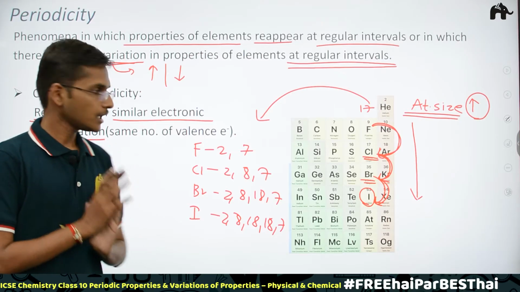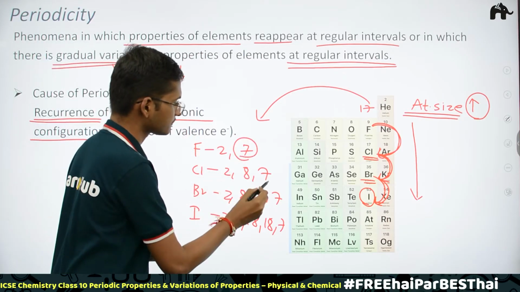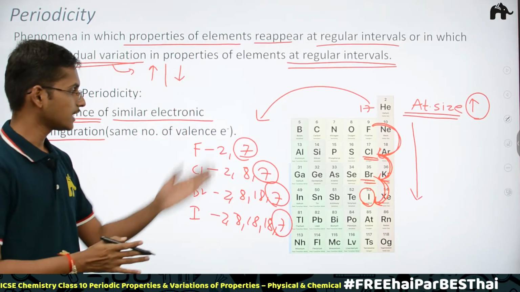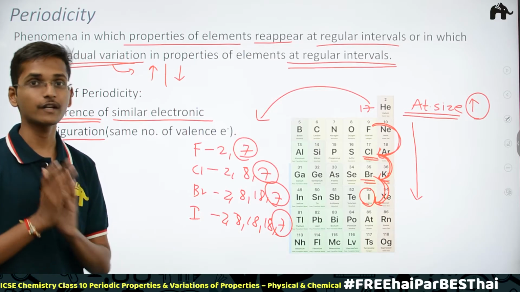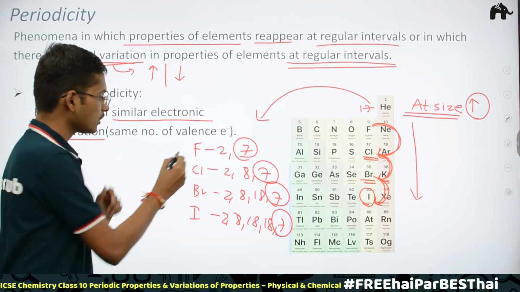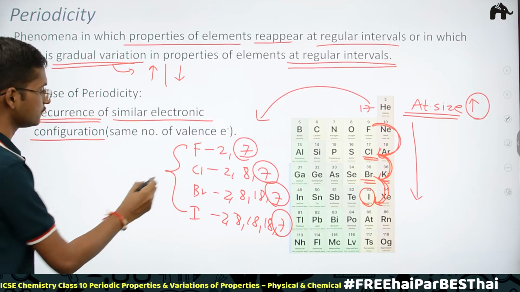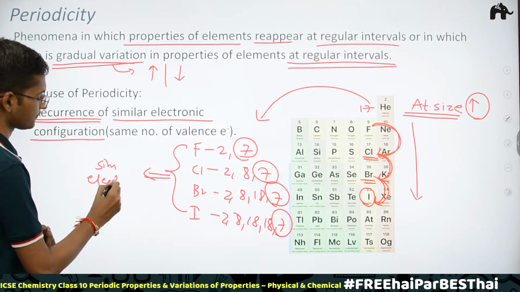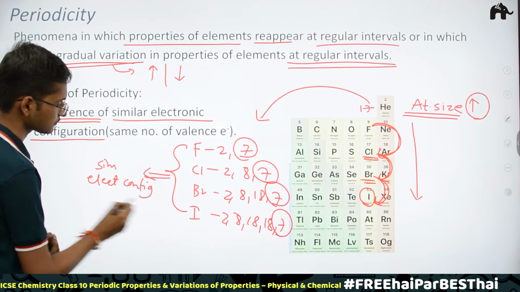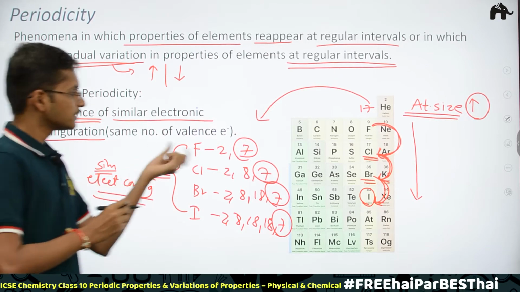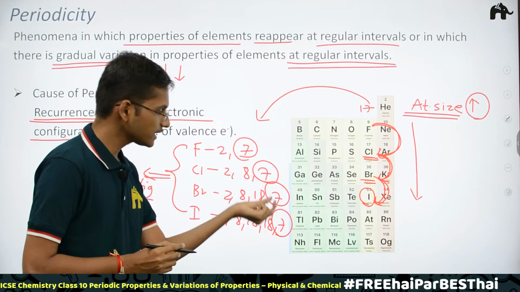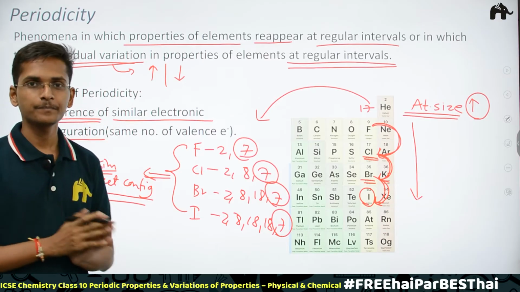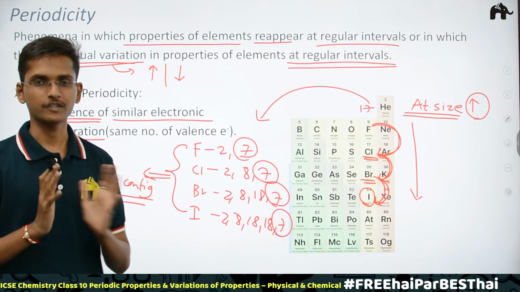Now you can see clearly, we already know that the elements in the same group have the same number of valence electrons, and here they also show the same number of valence electrons. There are 7 valence electrons here. Because they have the same number of valence electrons, we say that they have similar electronic configurations, and because of the reappearance of this similar electronic configuration, we observe periodicity. Now is it clear to you?